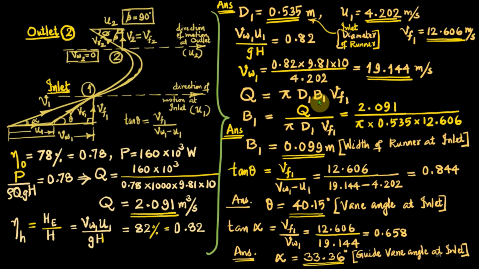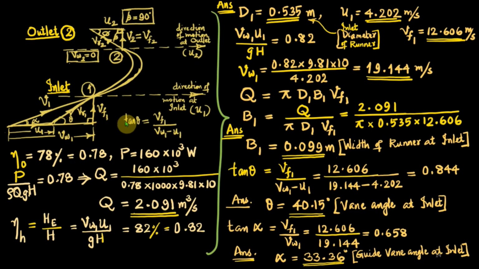And pi D1 B1 Vf1 is equal to Q, and B1 is equal to Q divided by pi D1 into Vf1. The discharge in meter cube per second 2.091 divided by pi into diameter 0.535 into Vf1, which is 12.606. If you do this, you will get the breadth or width of the runner at inlet, that is 0.099 meter or 9.9 centimeters, nearly 10 centimeters. That is the width of the runner at inlet. That's a part of the answer.